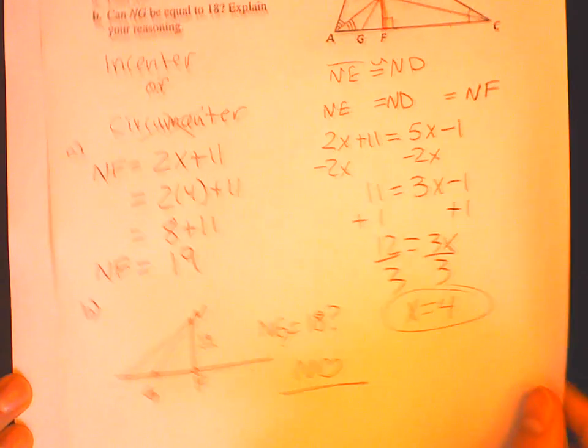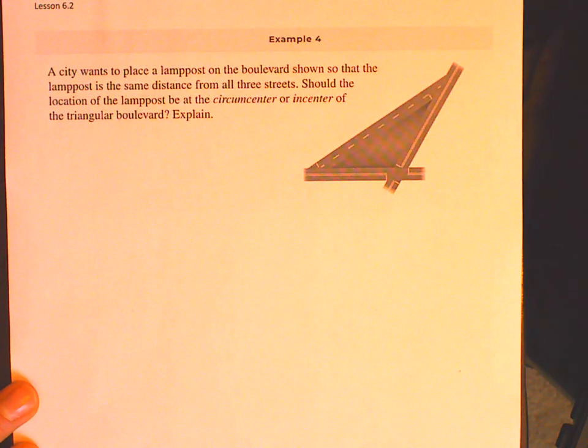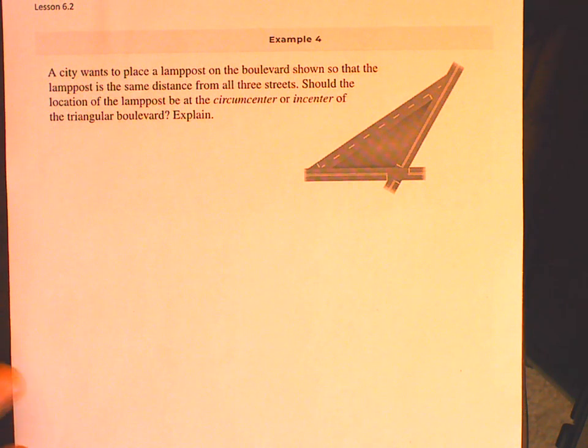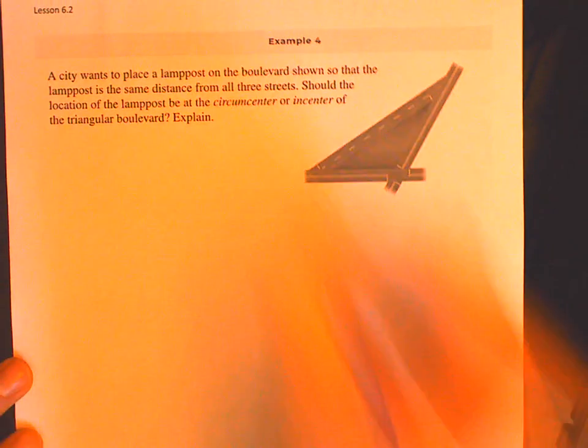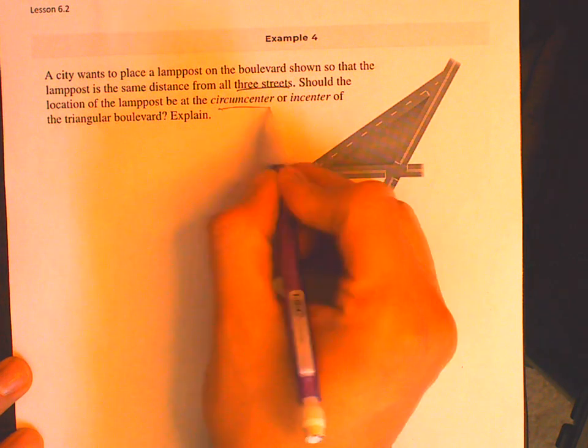Let's look at the last one. A city wants to place a lamppost on the boulevard shown so that the lamppost is the same distance from all 3 streets. Hint, hint: not the vertices, the streets. Should the location of the lamppost be at the circumcenter or the incenter?